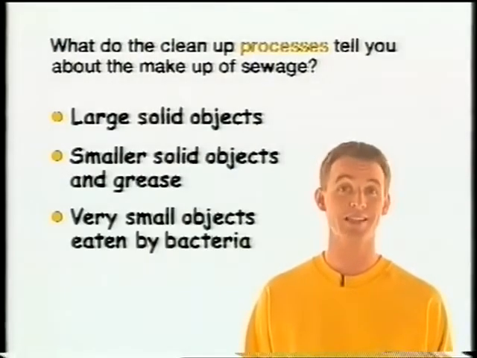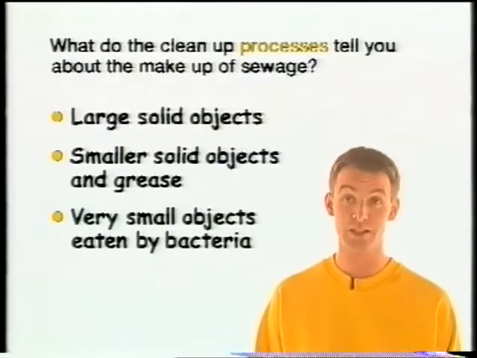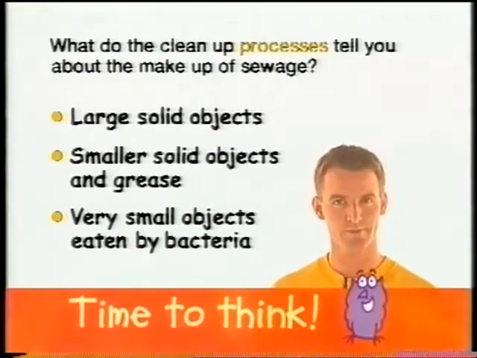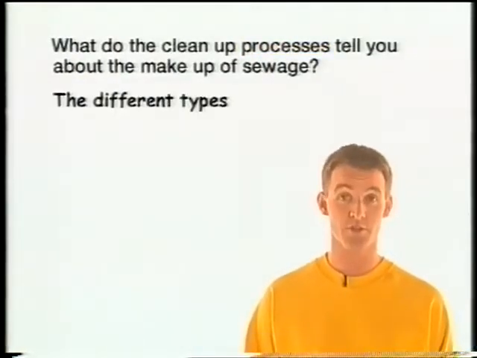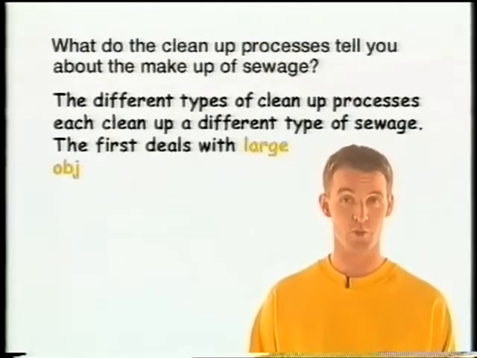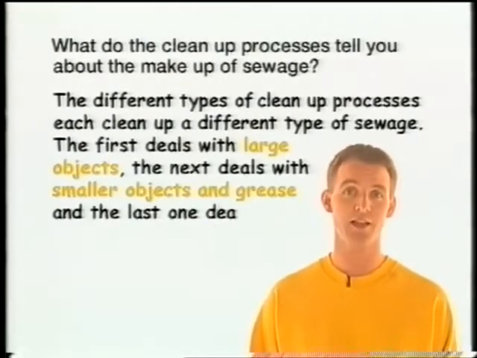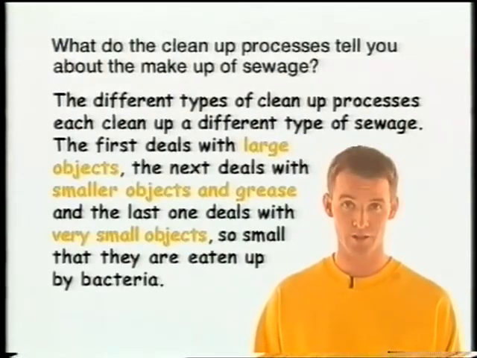So, the last process involves bacteria, which are extremely small organisms. So, the remaining sewage must be extremely small too. So, how could you write an answer to this question? How about the different types of clean-up processes each clean up a different type of sewage? The first deals with large objects, the next deals with smaller objects and grease, and the last one deals with very small objects, so small that they are eaten up by bacteria.